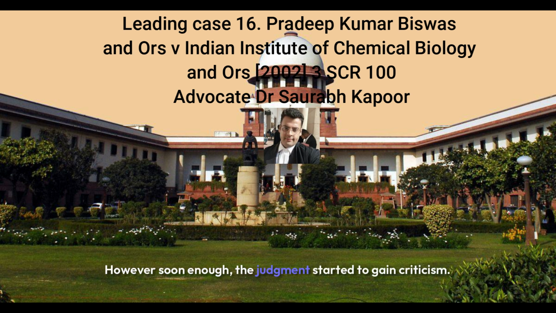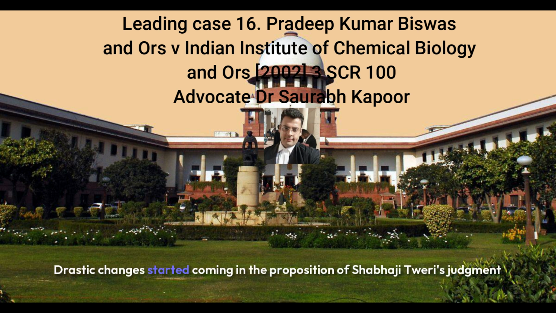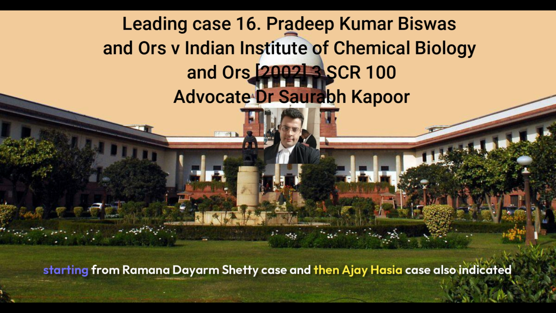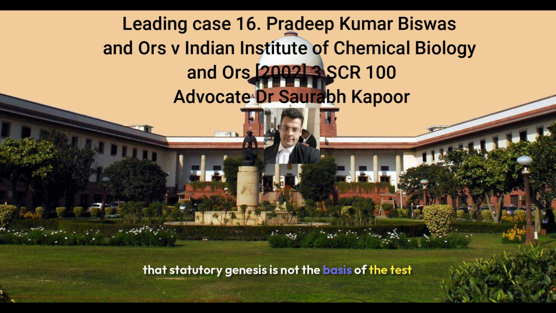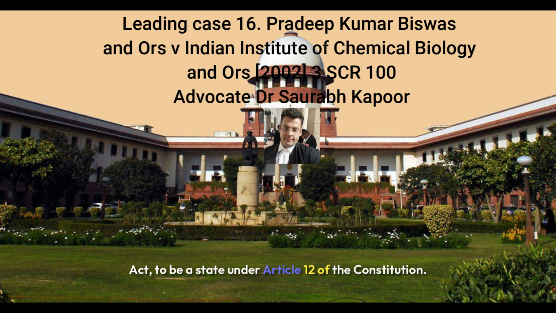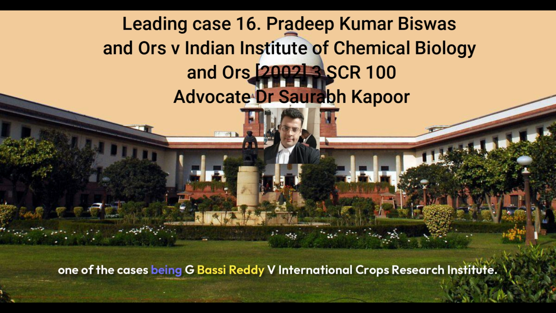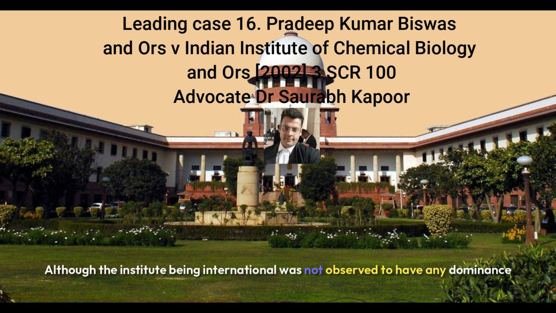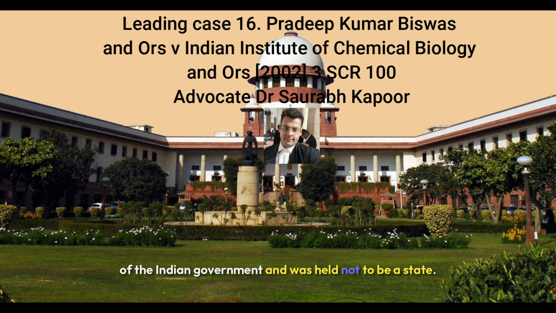However, soon enough, the judgment started to gain criticism. Drastic changes started coming in the proposition of Subhajit Tweri's judgment, starting from Ramana Dayaram Shetty case and then A.J. Hasia case also indicated that statutory genesis is not the basis of the test. The A.J. Hasia judgment held a regional college, which was not a statutory body but a society registered under the Societies Registration Act, to be a state under Article 12 of the Constitution. Finally, in the present case, by a 7-judge bench, Subhajit Tweri was overruled. The settled law in this case was then followed in other cases in full length, one of the cases being G. Basi Reddy v. International Crops Research Institute, although the institute being international was not observed to have any dominance of the Indian government and was held not to be a state.